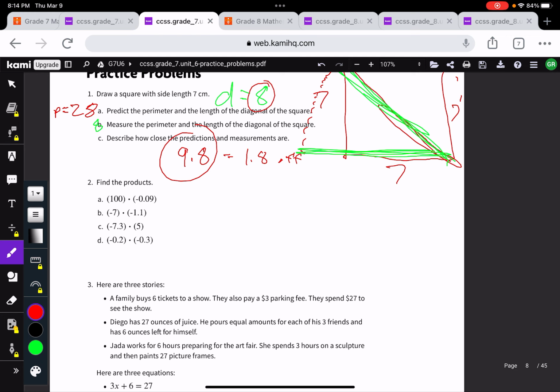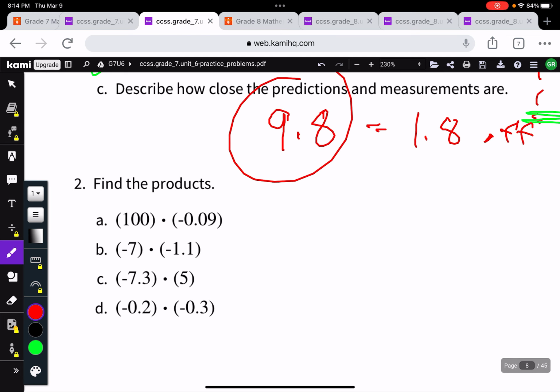It wants to know, can you do this? Actually, we pretty much can do all of this. 100 times 0.09, guys, that means move the decimal 2 places to the right, and it's going to be negative. So there's my answer.